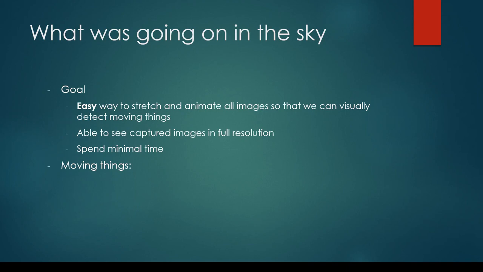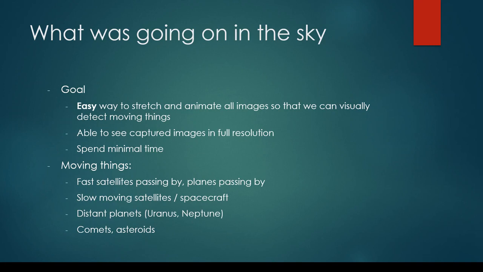And moving things, what do I mean about detecting moving things? Now this could be fast satellites passing by or planes. Okay, interesting, maybe not interesting. It could be slow moving satellites or spacecraft. Also could be distant planets like Uranus or Neptune, and you could plan specific sessions for that to image them in different nights, or even in one night. I believe that you can see Uranus or Neptune moving against the star background. And it could be also comets or asteroids. So this is what I mean in detecting moving things in your images.